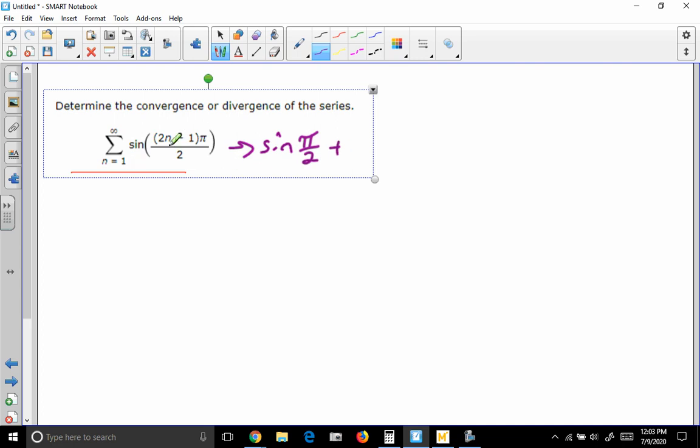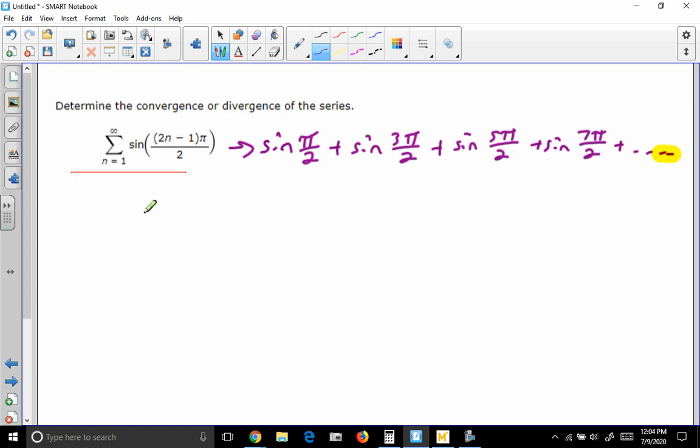And then if we put in a 2, we're going to have sine of 4 minus 1, so 3 pi over 2. And then if we put in a 3, we're going to have 6 minus 1, so 5 pi over 2. And then the next one would be 7 pi over 2, and so forth.